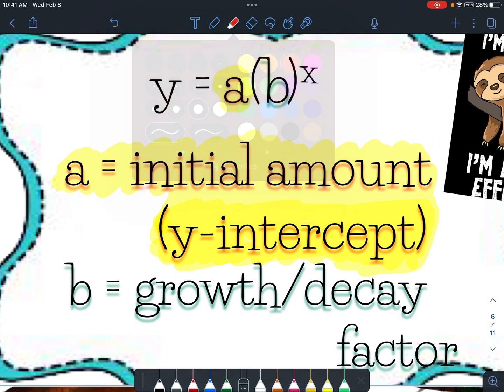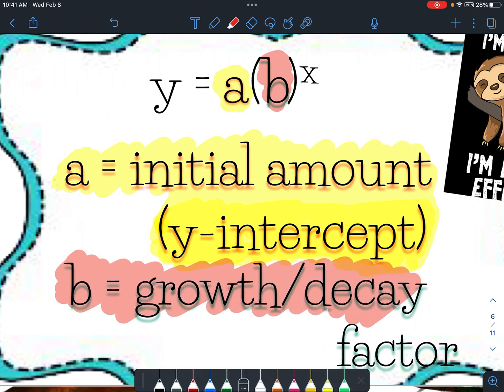And the next point is going to be the B, right? The B is the growth or decay factor. So it's going to be a growth factor if it's above 1, and it's going to be a decay factor if it is less than 1, right? So 1 and above, I guess I could go greater than or equal to 1, it's going to be growth. And if it's less than 1, it's going to be a decay. So that's kind of the idea.